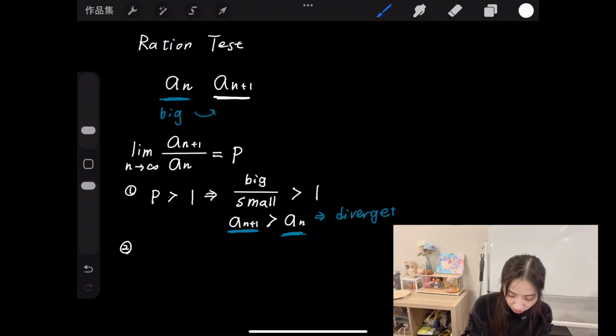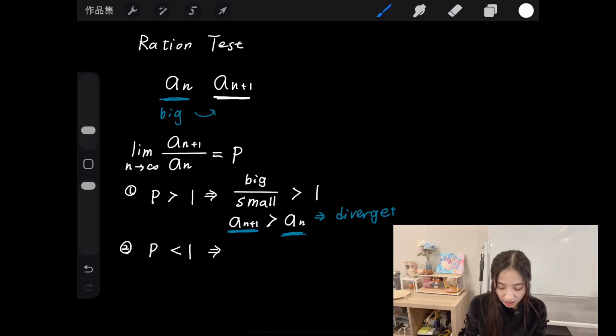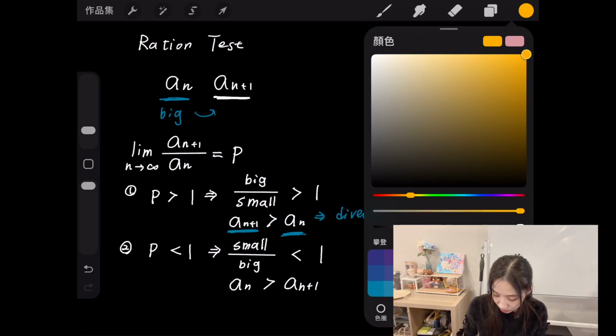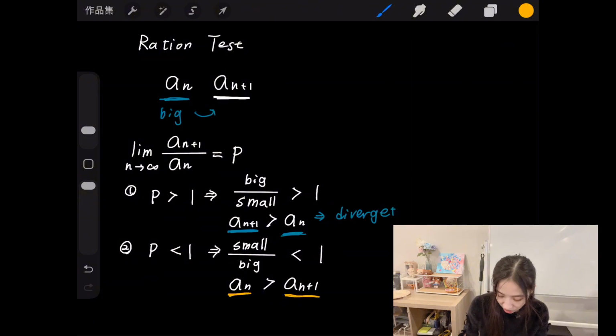And the second condition will be p is less than 1. So if your value is going to be less than 1, what does that mean? That means your denominator is bigger and your numerator is smaller. So you will get the value less than 1, which means your a sub n is greater than your a sub n plus 1. Your previous term is bigger than your later one, which means the value to be added is going to be smaller and smaller, and it eventually will converge to a certain number. So that will converge.